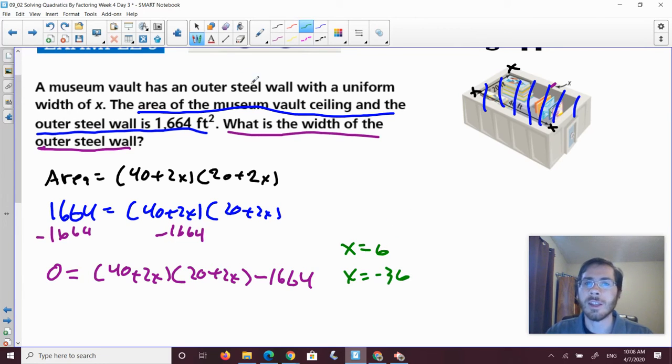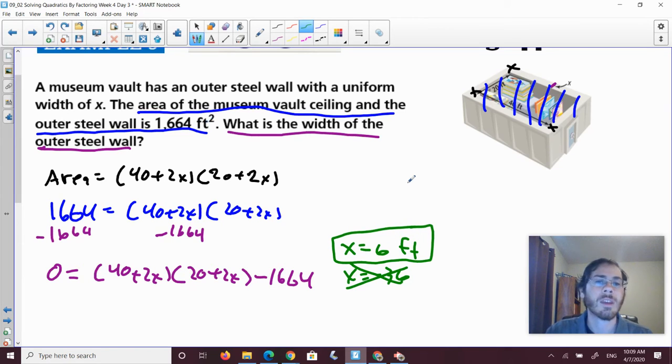Now we're not done because it doesn't ask what is x. It asks what's the width of the outer steel wall. Well, I guess that does ask for x then because x is the width of the outer steel wall. So we got two options. Could be both. But would it really make sense that negative 36 would be a width? Not really, because we're looking for a positive integer or some positive number that would be the actual width of the wall. You can't have negative 36 feet. We also know it's going to be in feet, because if we look at our units, our area was feet squared, so our length and our width are going to be measured in feet. So that's a way to shortcut it. So you can use Desmos to solve these ones. That's how to use Desmos to solve it.